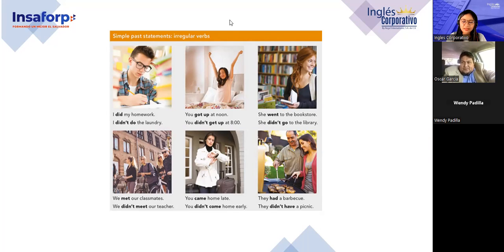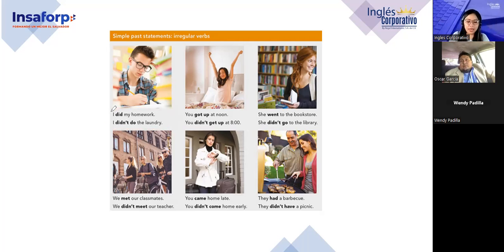Writing. Okay, writing. Escribiendo. But take a look at the description. Vea la descripción. ¿Qué pasa? Okay, we have an affirmative statement and a negative. Tenemos una comparación entre una oración afirmativa y negativa, pero en este caso with irregular verbs.